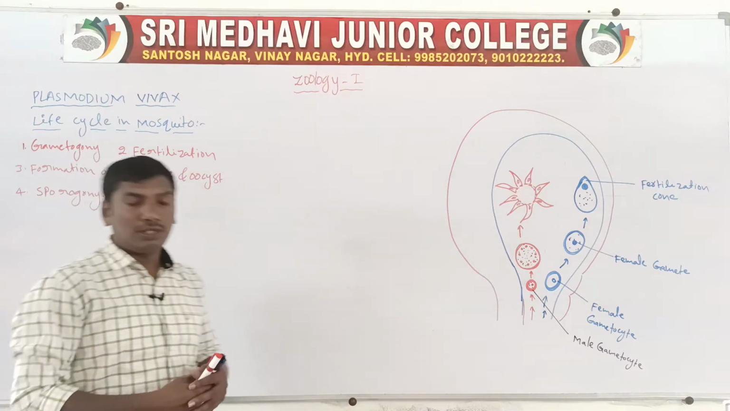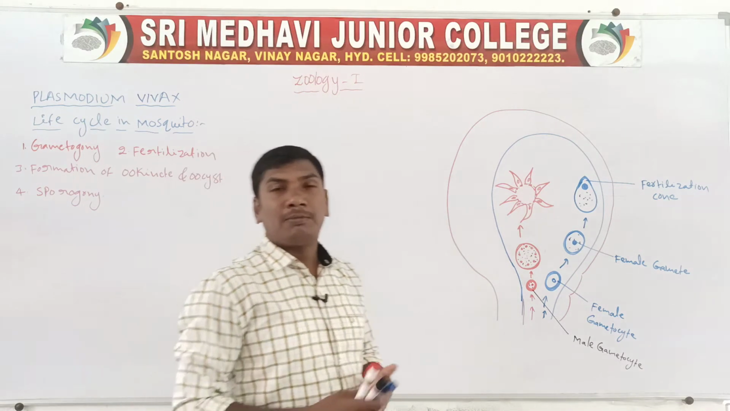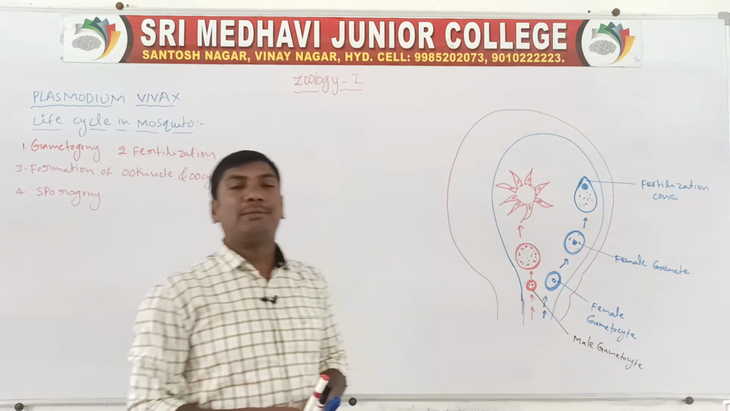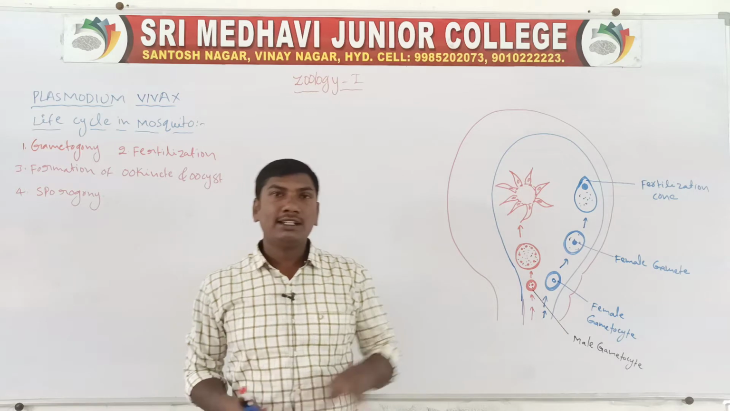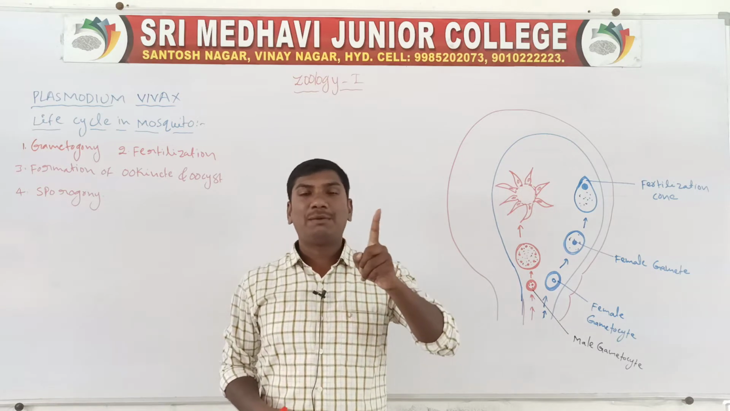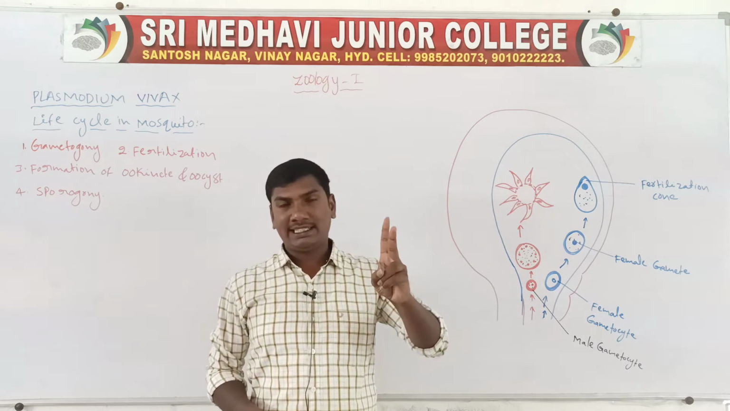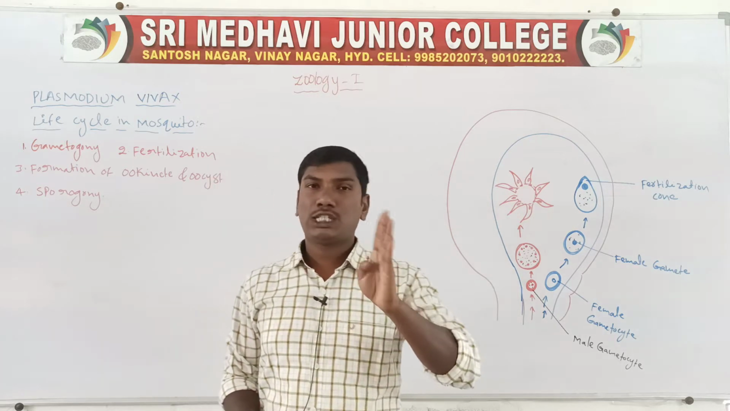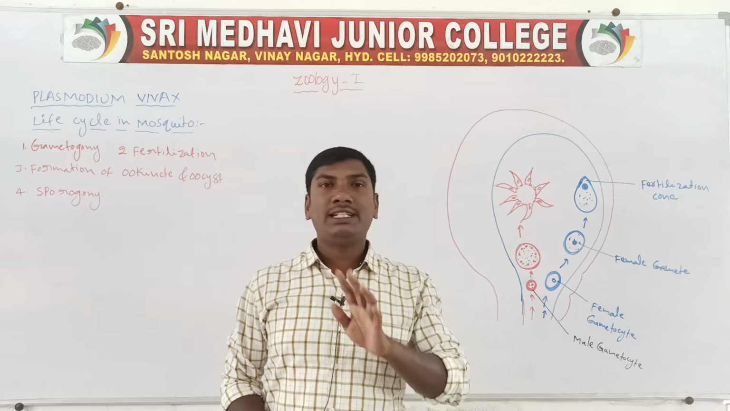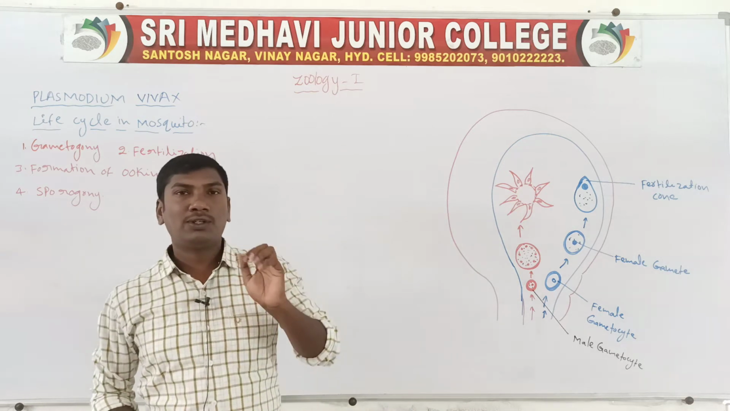Hello everyone, today we will discuss the Plasmodium vivax life cycle in mosquito. This life cycle contains 4 stages. First one gametogamy, second one fertilization, third one formation of oocyte and oocyst, fourth one sporogamy. Previous class we discussed sporogamy.